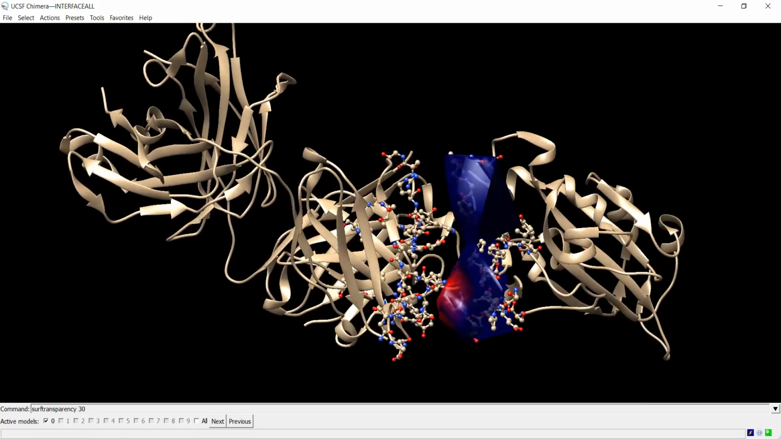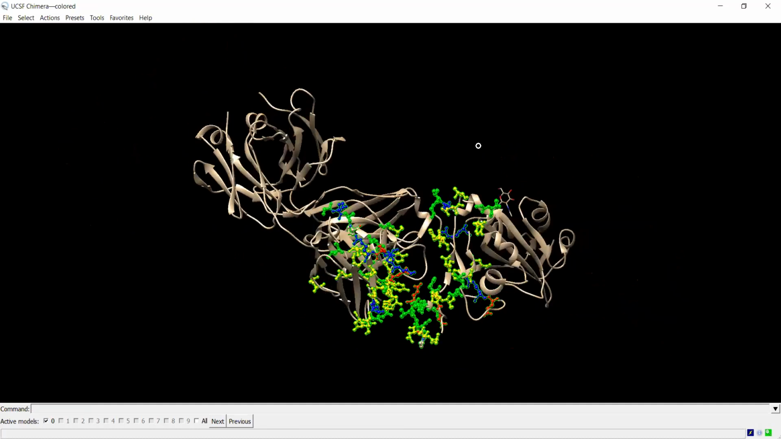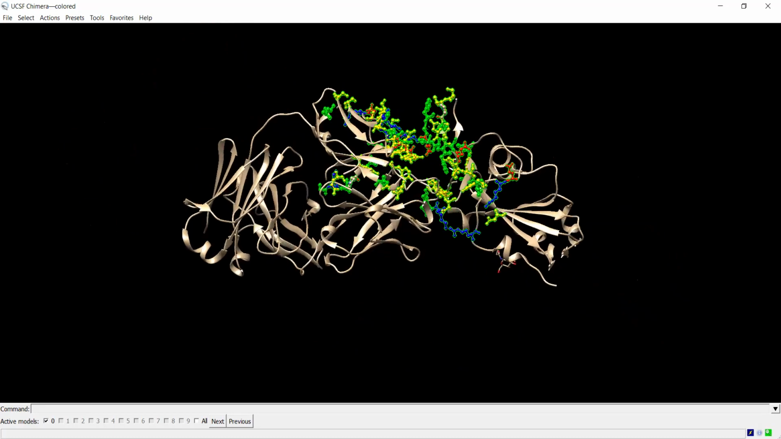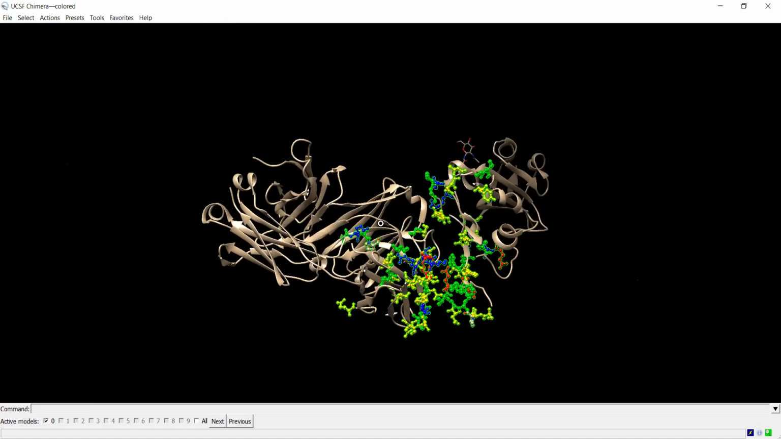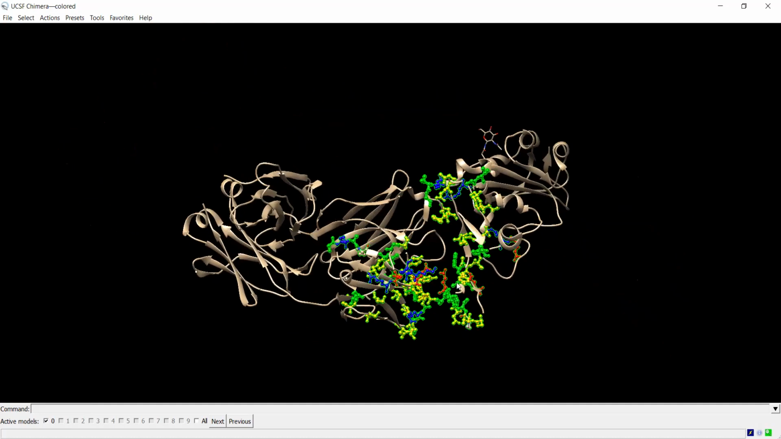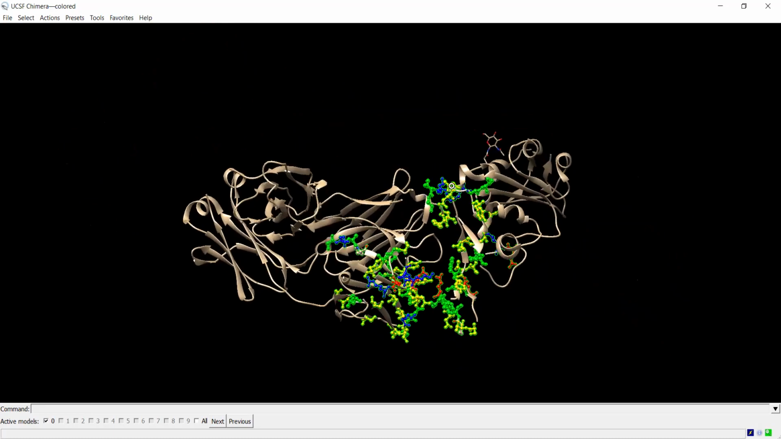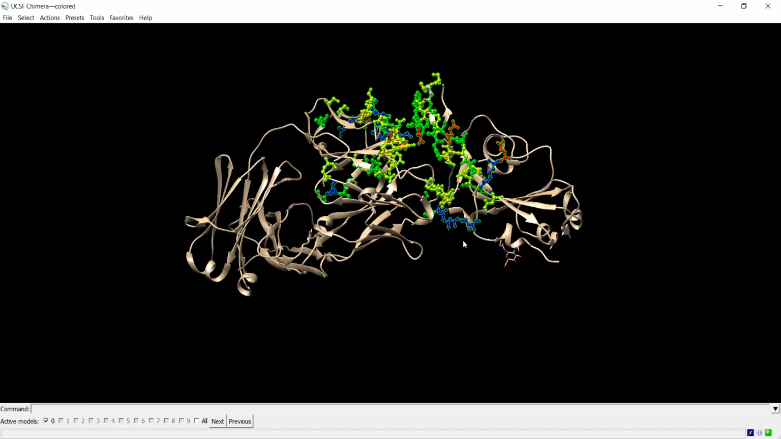Now for the next part, I'm going to be showing you this same thing without the interface barrier, so that you could see that the residues that are highlighted are what's playing a part in the interaction. You could see some of it's right here, and this is a little bit farther. Over here, we can still see our interface area right here.